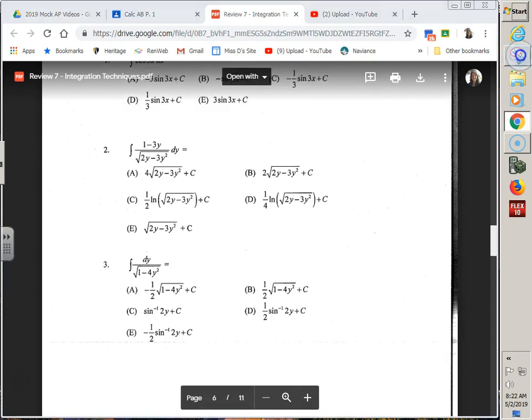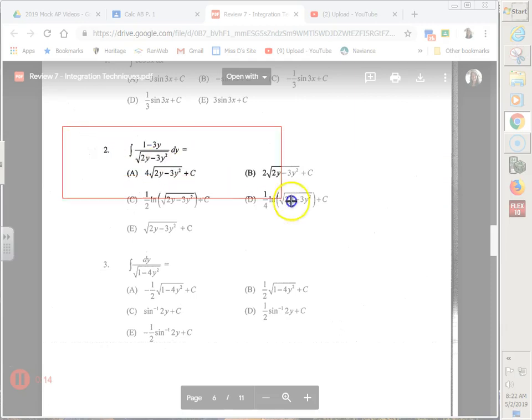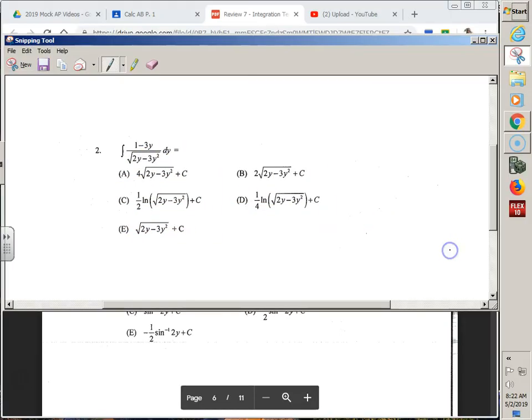What do you guys see? Because I need to work with what your brain is seeing. Because remember, I've been speaking this language for a while. What do you see? U sub? Straight U sub? What do I mean by straight U sub? Straight U sub says look at the denominator and see if there's anybody inside, right? Okay, so straight U sub would say, okay, u is equal to 2y minus 3y squared.